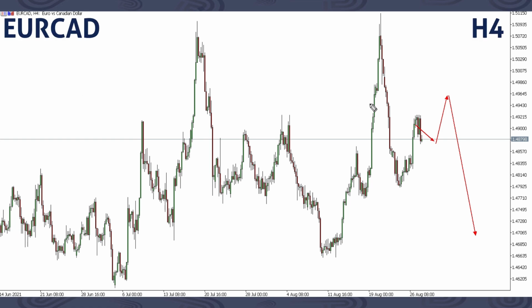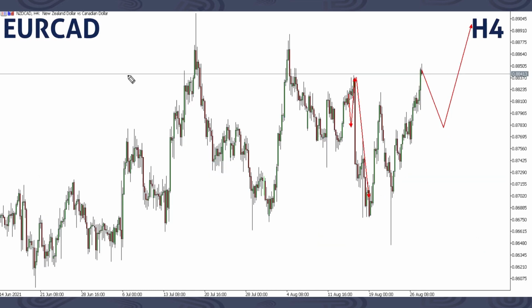This is Euro CAD. After getting this impulse move, we were able to get this corrective structure, and then we'll be expecting price to continue lower. This down move is expected to break the previous low. Then price pushes lower like this, breaking the previous low. That is what we can expect this next week on Euro CAD.